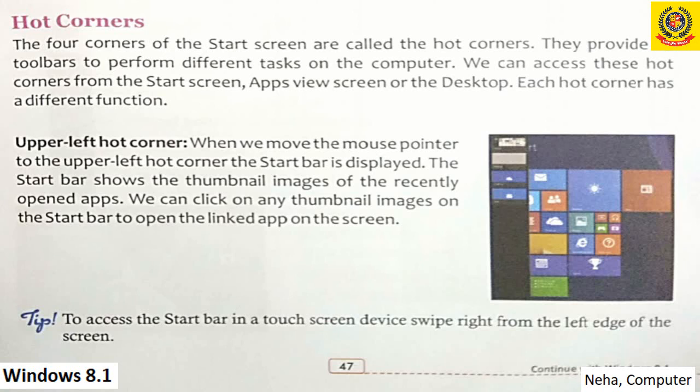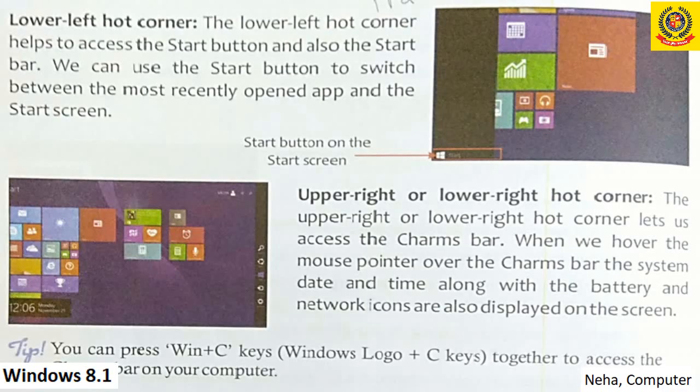So first one is the upper left hot corner. When we move the mouse pointer to the upper left hot corner, the start bar is displayed, and this shows the thumbnail images of the recently opened apps, and we can click on it and we get access to that particular application. Now here we can see it.